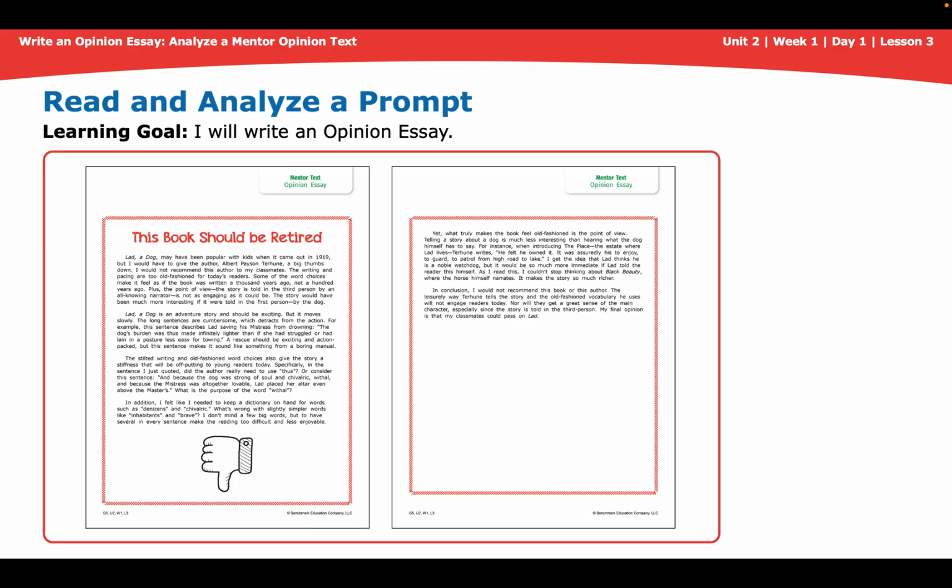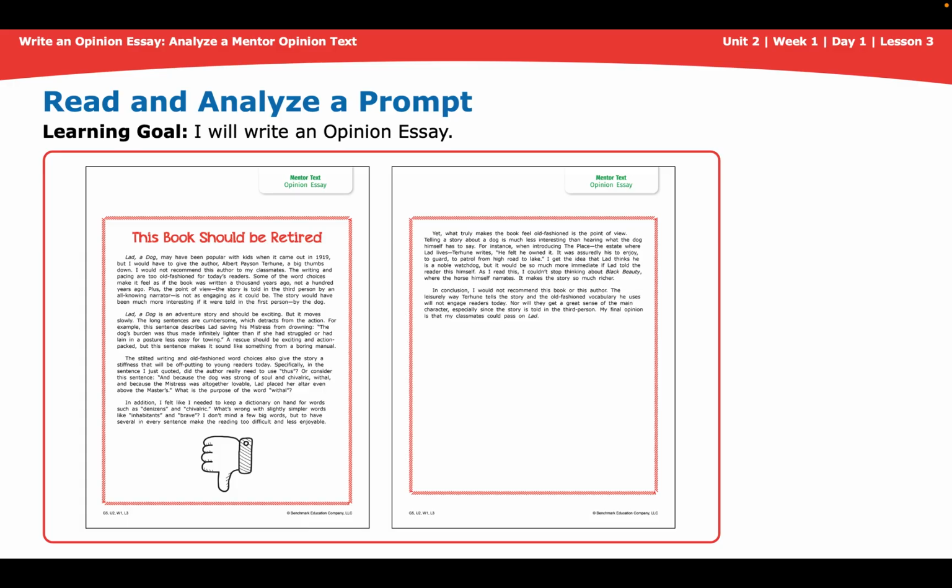Laddie Dog is an adventure story and should be exciting, but it moves slowly. The long sentences are cumbersome, which detracts from the action. For example, this sentence describes Lad saving his mistress from drowning. The dog's burden was thus made infinitely lighter than if she had struggled or had lain in a posture less easy for towing. A rescue should be exciting and action-packed, but this sentence makes it sound like something from a boring manual. The stilted writing and old-fashioned word choices also give the story a stiffness that will be off-putting to young readers today. Specifically in this sentence I just quoted. Did the author really need to use thus, or consider this sentence?